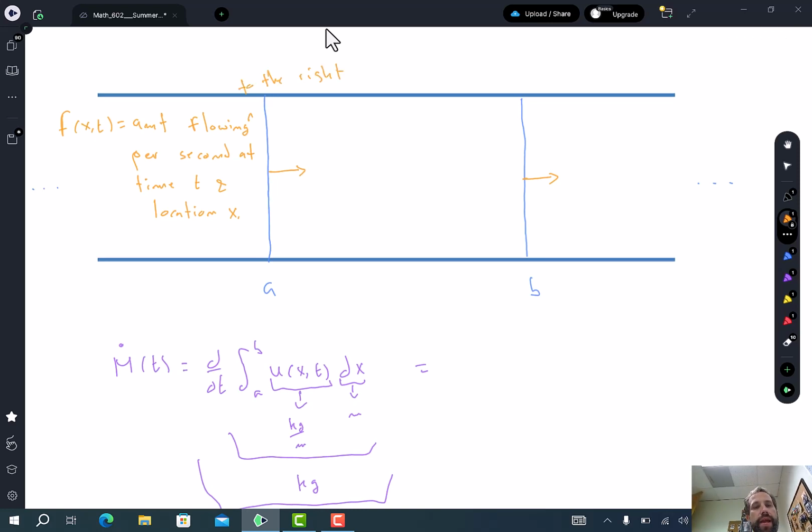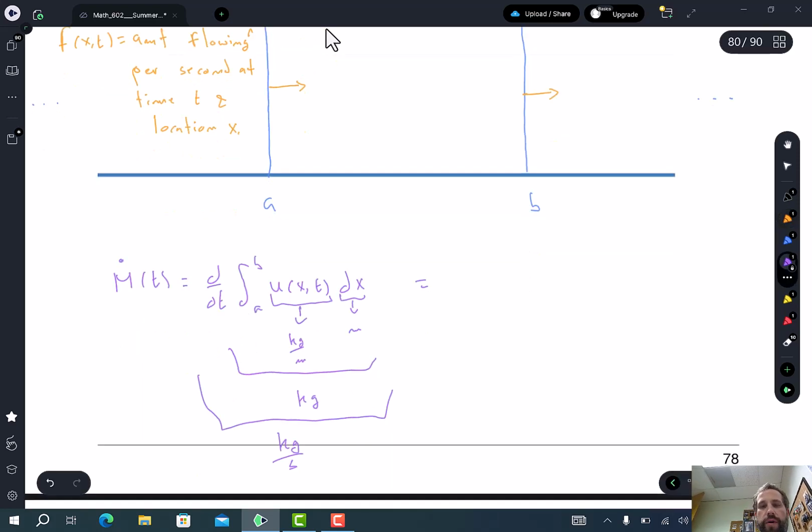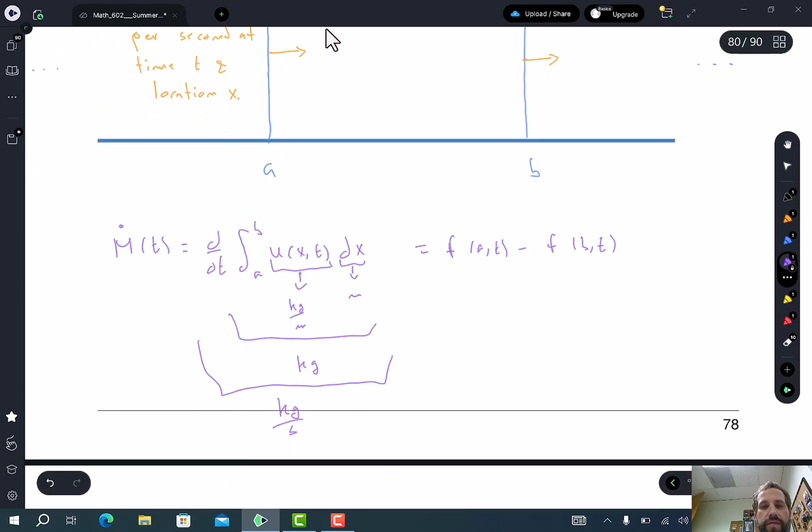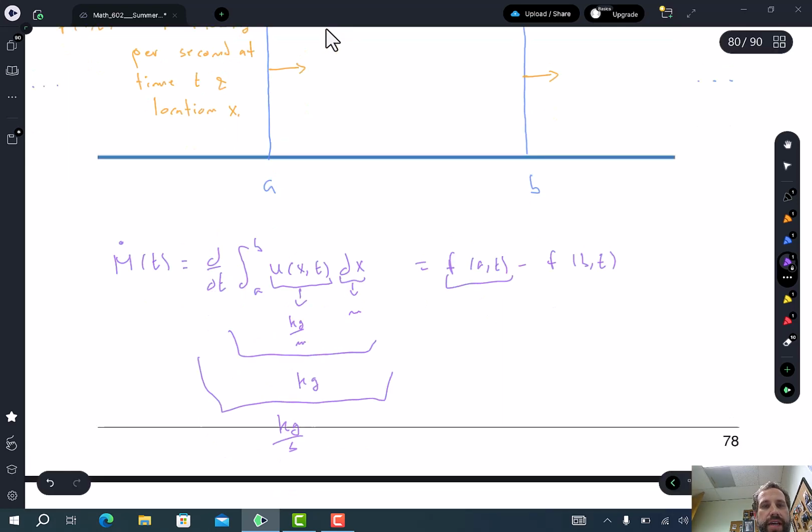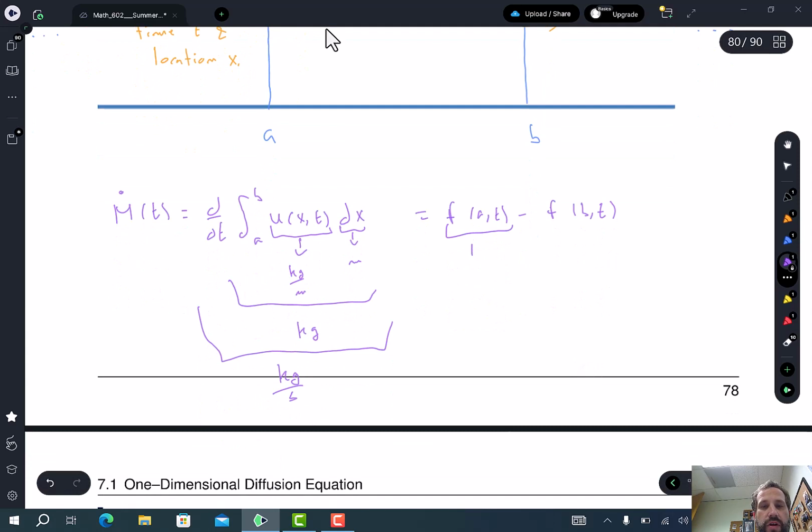Okay, so it's going to be rate in minus rate out. If things are flowing to the right, rate in is going to be f of a, t, and rate out is going to be f of b, t. Again, this has units of amount, we'll say kilograms per second, so the units match up.